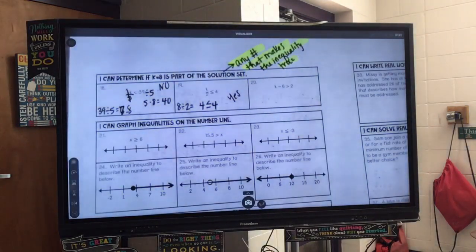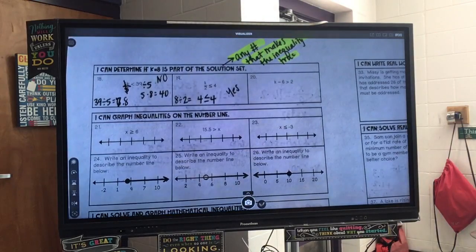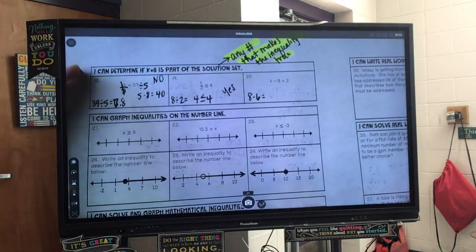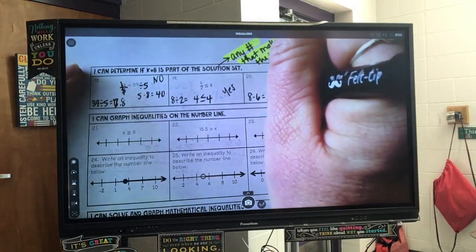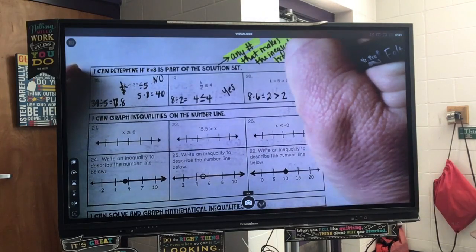Alright, and then the last one says k minus 6 is greater than 2. So we're going to do 8 minus 6. What does that equal? What's 8 minus 6? Gemma? 2. And is 2 greater than 2? No, it's what? Equal. So this is a no.